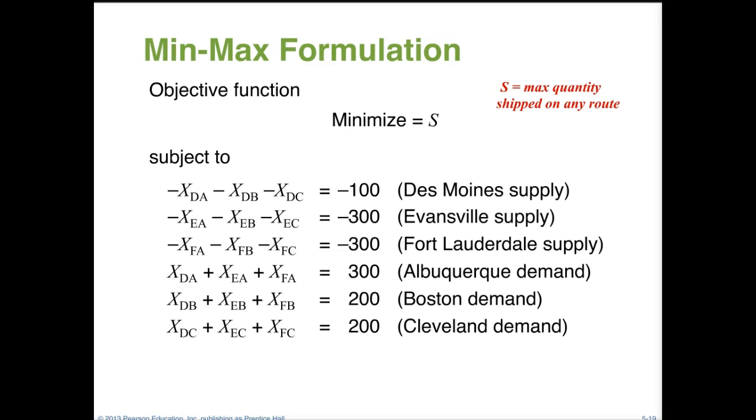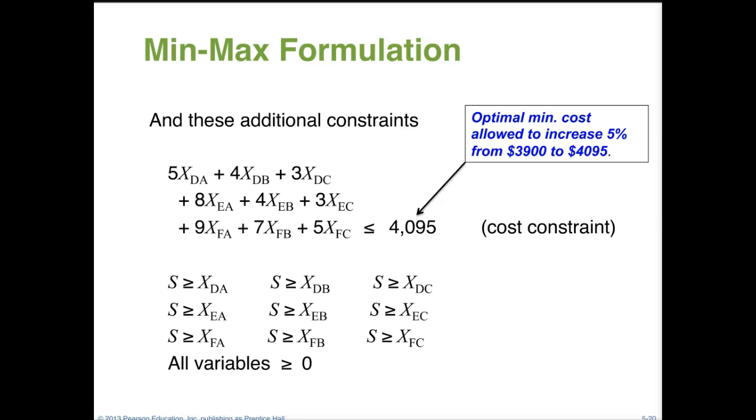All right, so if we do this min-max example, our goal here is to minimize the max quantity shipped on any route. Again, if we take the situation where supply equals demand, our supply and demand equations pretty much stay the same as they were in the beginning. Okay? But what's different is we want to minimize the max quantity shipped on any route. And to do that, one of the things we're realistically going to have to do is allow our minimum cost to be increased some.